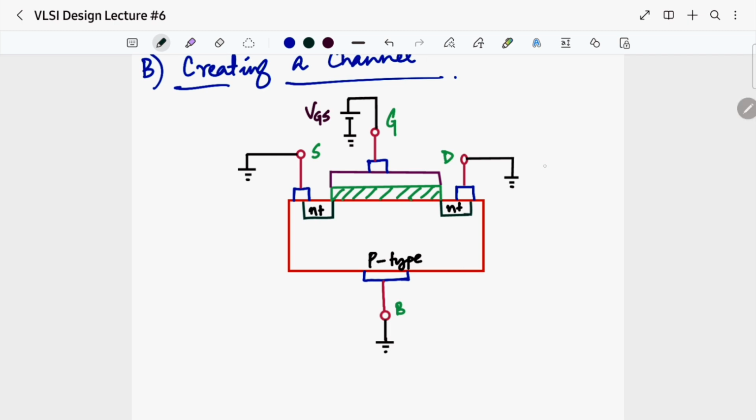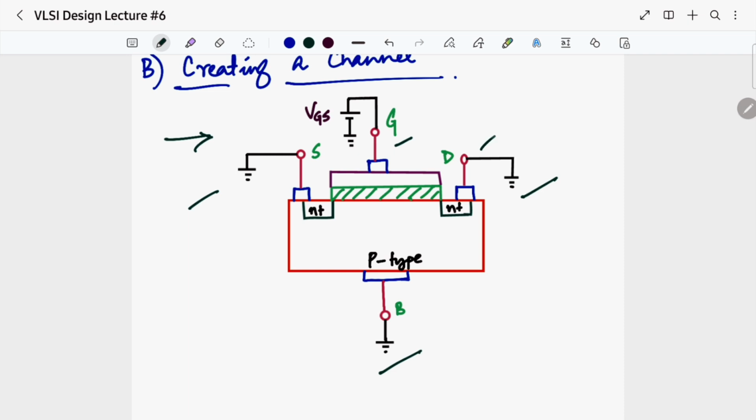These are my 4 terminals, and source is grounded, drain is grounded, body is also grounded. What is not grounded? My gate terminal. Okay, now I will be looking from the source side. Why will I be looking from the source side? Why not drain? You only said that both drain and source are interchangeable. Then why am I looking from source?